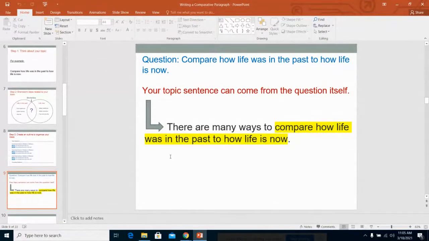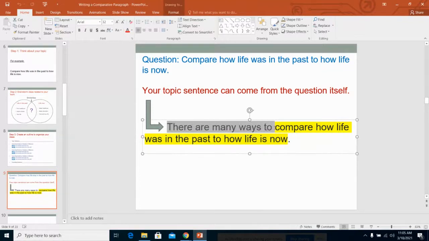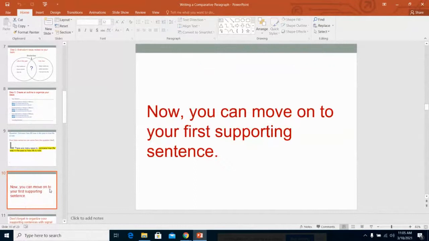So here I took the topic compare how life was in the past to how life is now. So the topic sentence is already there. So I just use the preamble. I said there are many ways to compare, and the whole question is there. So once you have a topic sentence, now you can move on to the first supporting sentence.